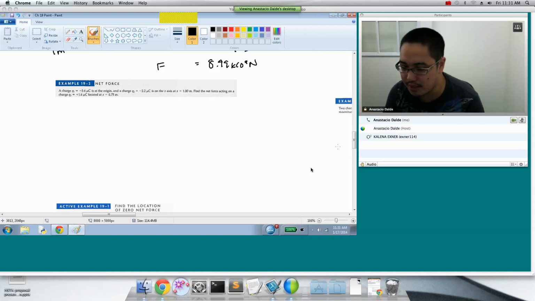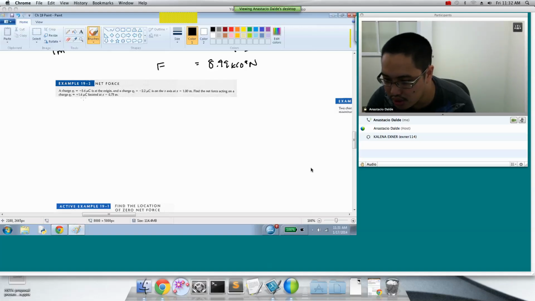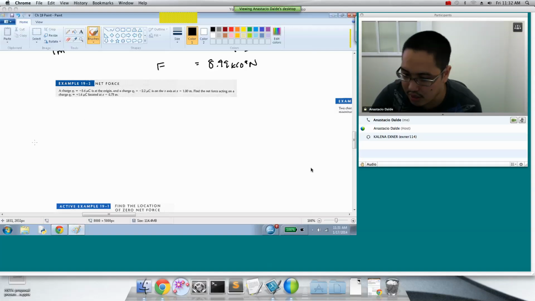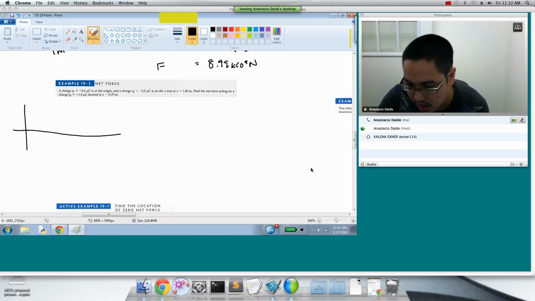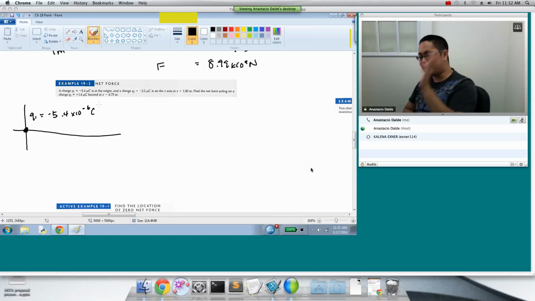Alright, let's try this one. Ready? A charge Q1 is negative 5.4 microcoulombs and is at the origin. Got it. So let's draw a graph, and at the origin, which means at 0, 0, let's put a charge there, and that would be Q1 at negative 5.4 times 10 to the negative 6 coulombs. Instead of writing microcoulombs, I'm going to put times 10 to the negative 6. It's the same thing. We cool?